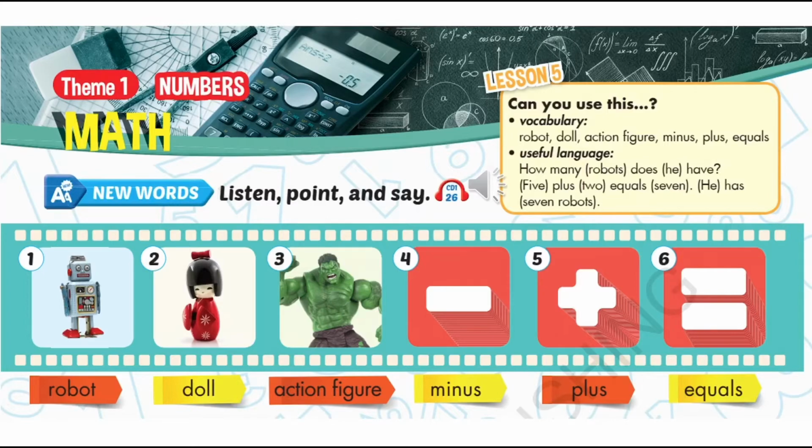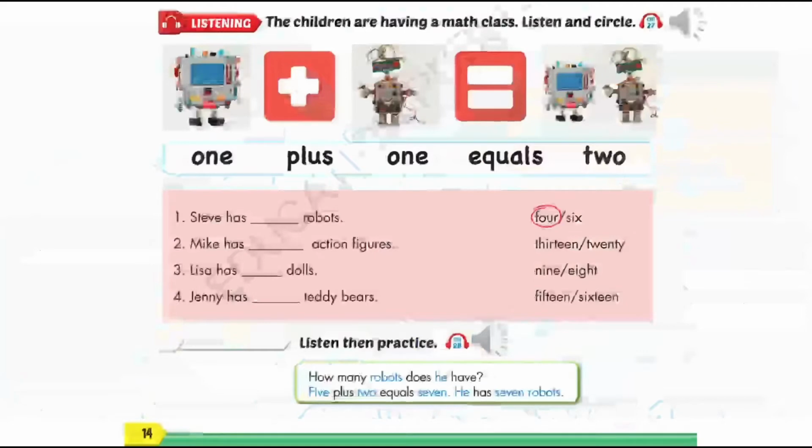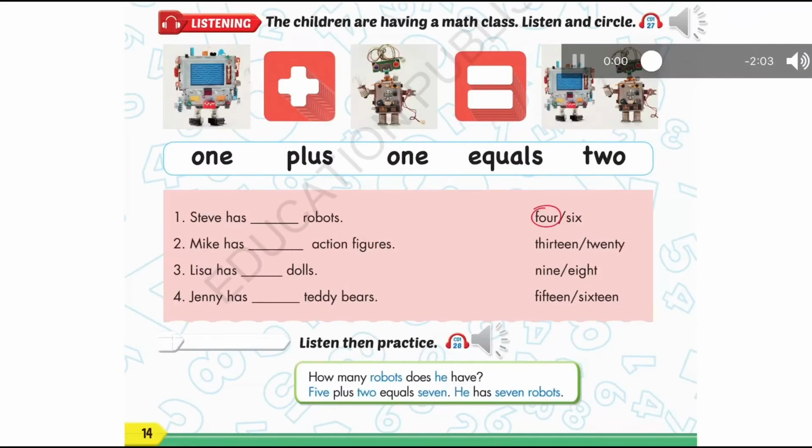Alright, so move to the next part. This time you have to listen to the audio, but listen carefully. What's the answer that students say? So, let's see. Listening. Listen and circle. Look at the pictures. Listen. There is one example.